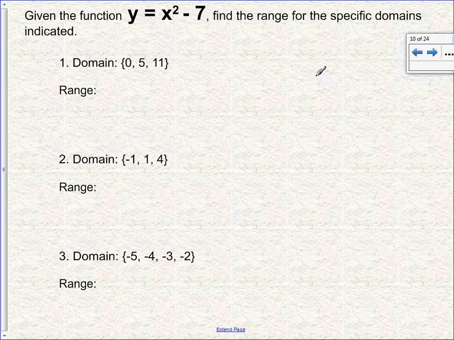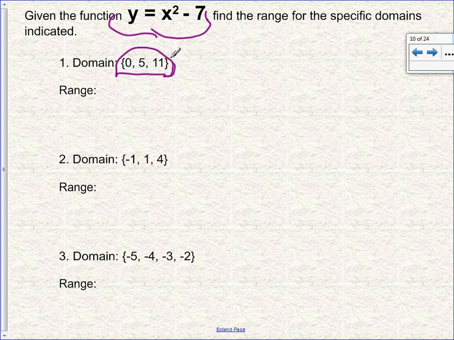Okay, in your notebooks, I want you to tell me, given the domain, here's your function right here. It happens to be quadratic. What is the range for the specific domains indicated? How do I find the range if I'm given the set of the domain values? Plug it in. y equals 0 squared minus 7.